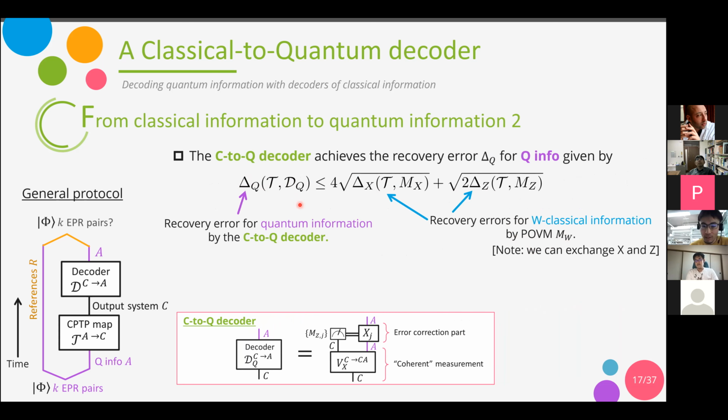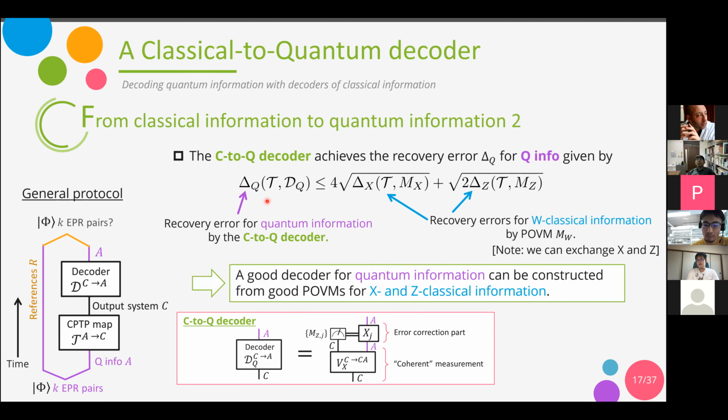You can see that if both recovery errors for classical information are small, then the recovery error for quantum information should also be small, right? So from this inequality, we can say that if we know good P of M's for X and Z classical information, then we can construct a decoder for quantum information. That works very well, right? So this is our first result.